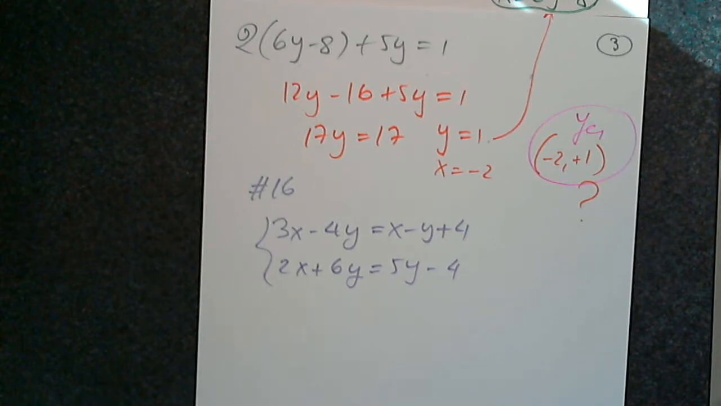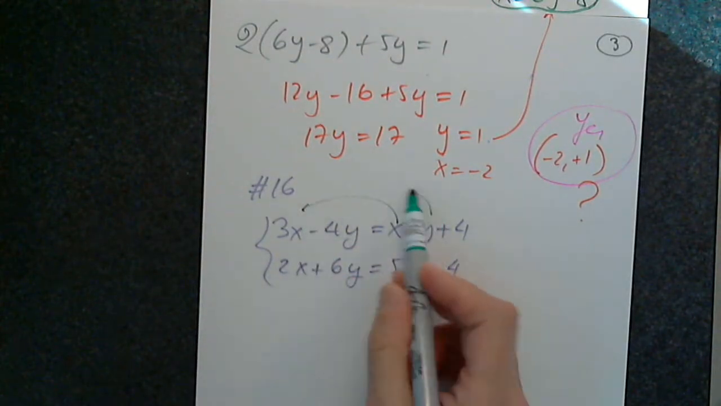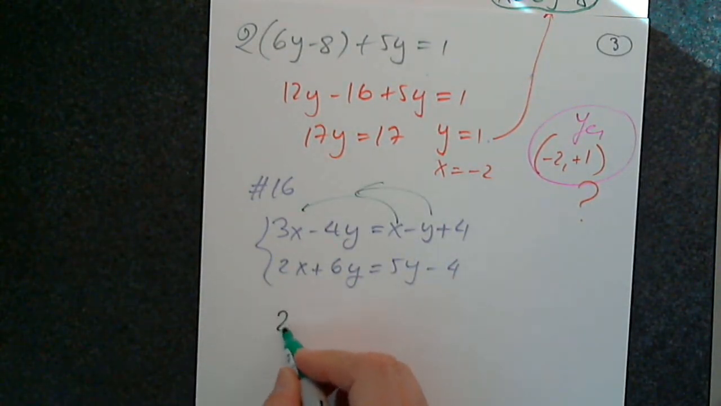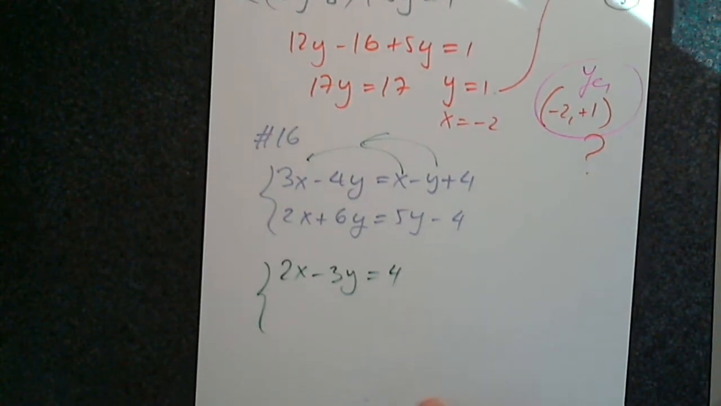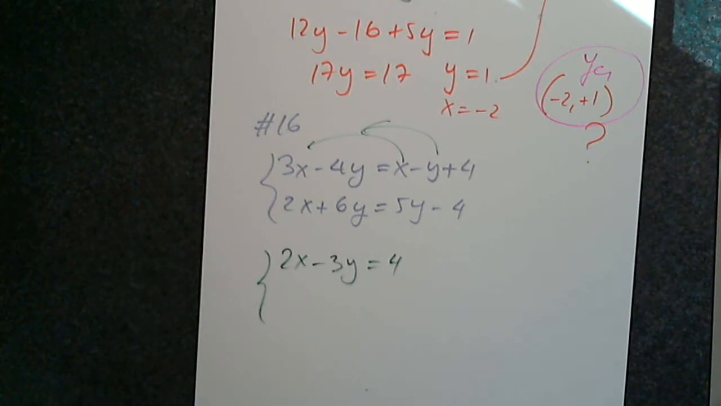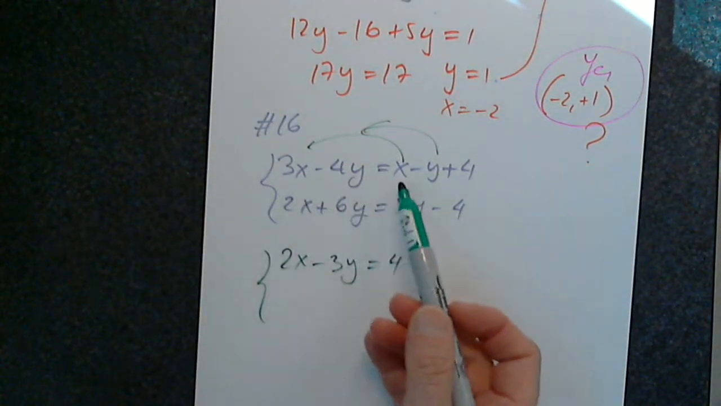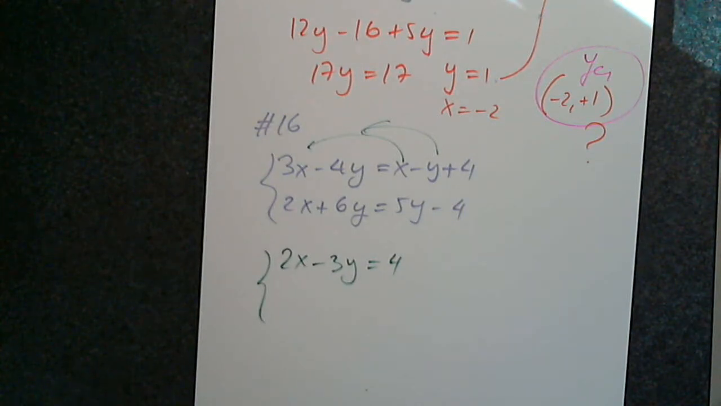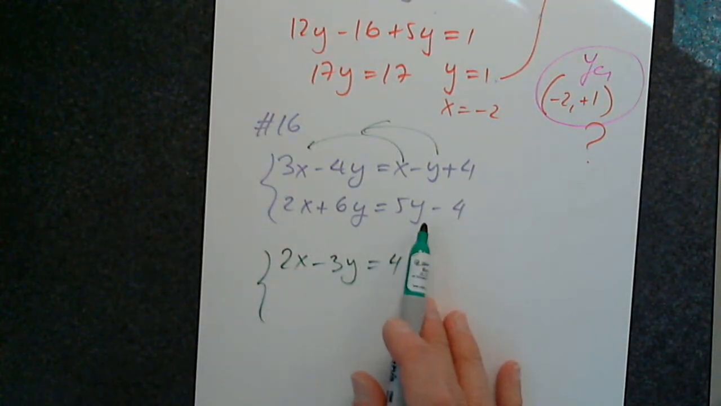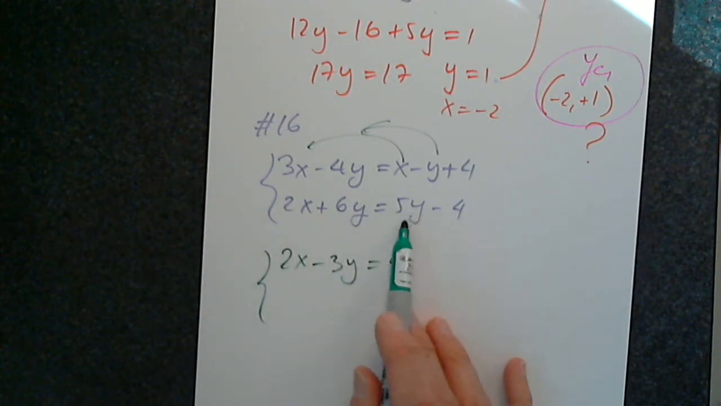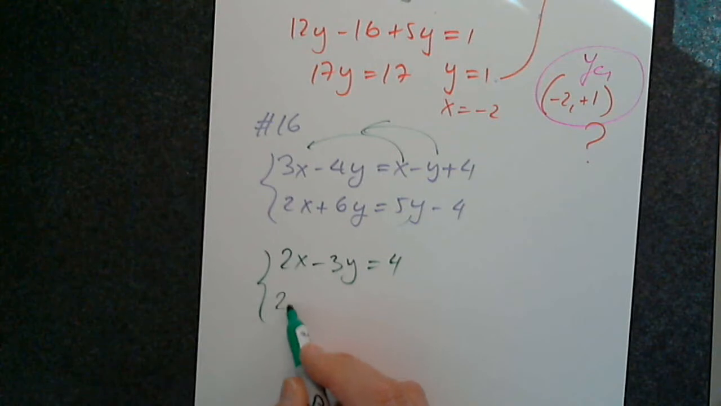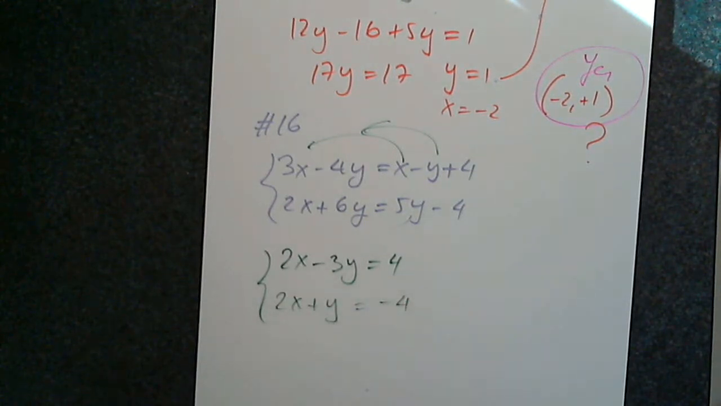Is this ready for substitution? That's true. It's not. It has to be completely cleaned up. And I have to move x, I have to move y. So I have 2x minus 3y equals 4. Now the first equation is completely ready. So I subtracted x from both sides and I added y to both sides. Same thing here. So there is no x that I need to move, but there is a term with 5y. So 2x plus y equals -4.